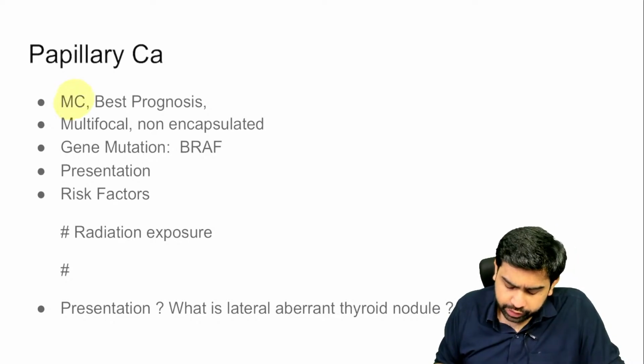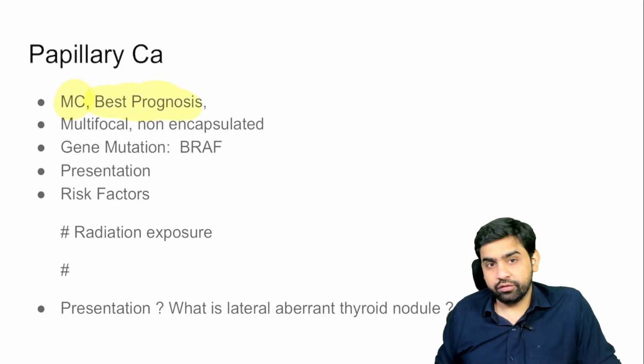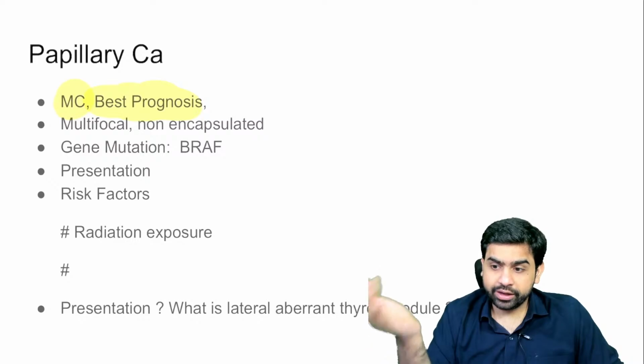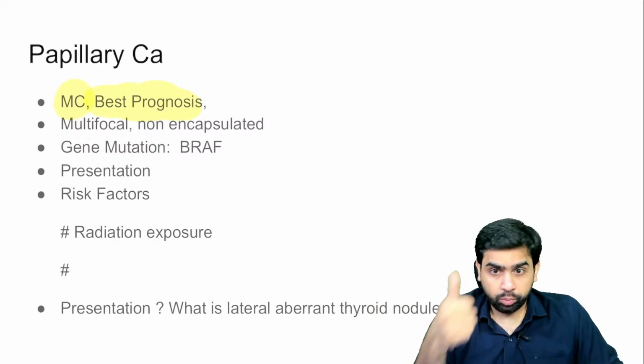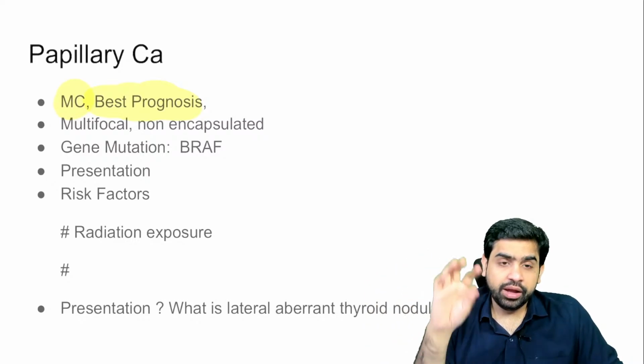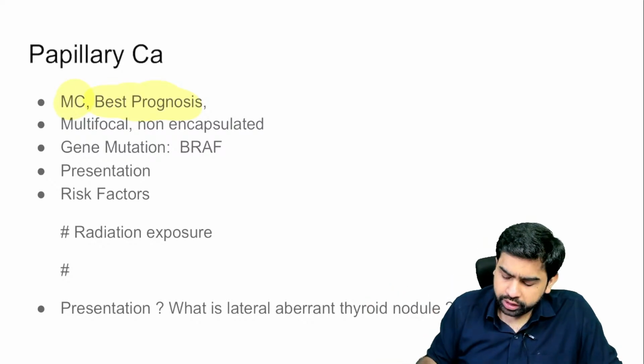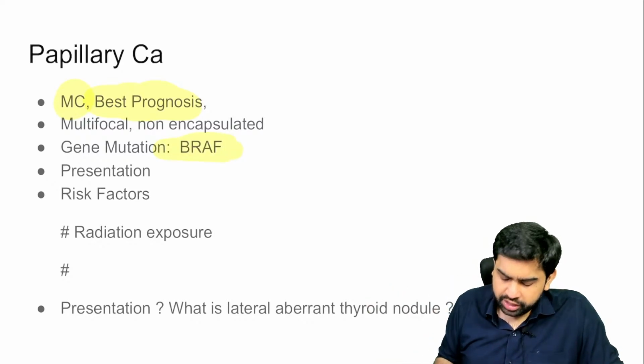So I'll quickly cover it. This is the most common kind of thyroid malignancy, and it is also the thyroid malignancy which has the best prognosis. It is multifocal, non-encapsulated. Forget about this. Just remember that it has a genetic mutation.